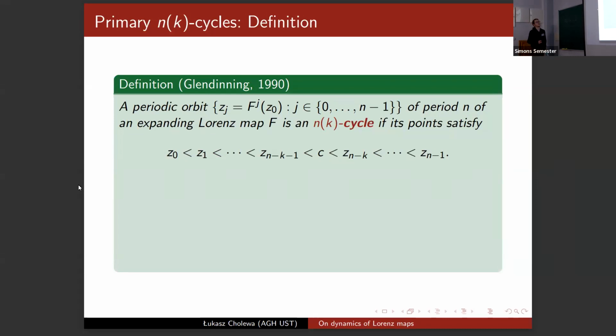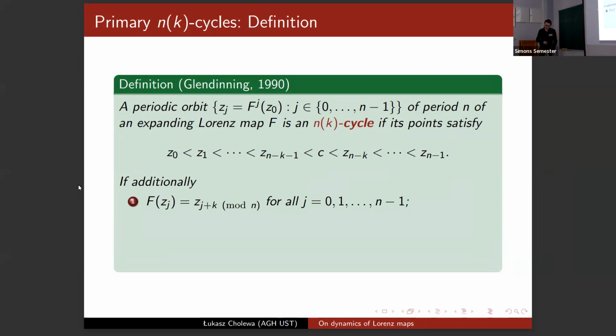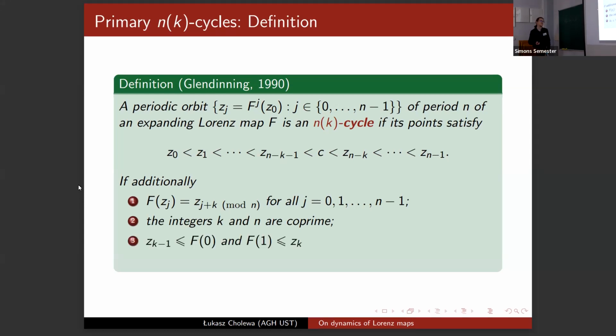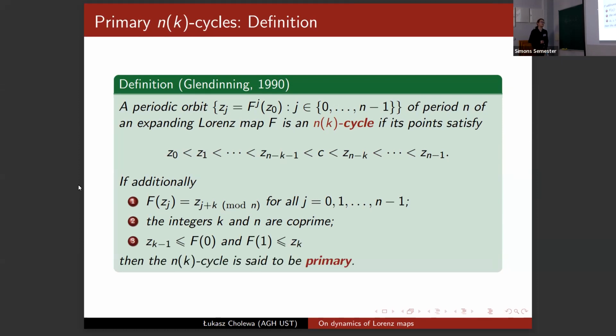As far as I know, this notion was introduced, at least in this form, by Yiming. A periodic orbit of period n is an NK cycle if we can order its points as follows. Additionally, they behave in such a way that after each iteration, the index increases by k, and I take the remainder from dividing it by n. And the second thing, the integers k and n are coprime, and the images of 0 and 1 satisfy these inequalities. Then we say that the NK cycle is primary.